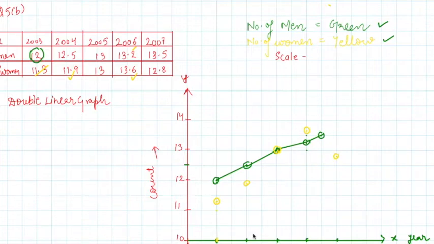Now again, we have to join it in the same order, from this year to this year, then 2004 to 2005, then 2005 to 2006, and 2006 to 2007. So this is one thing.